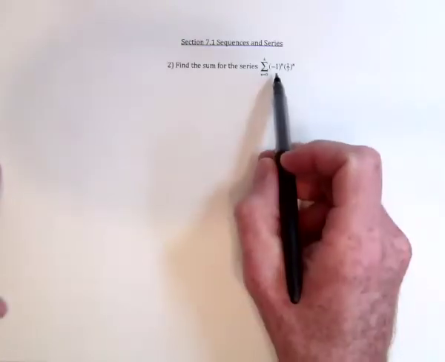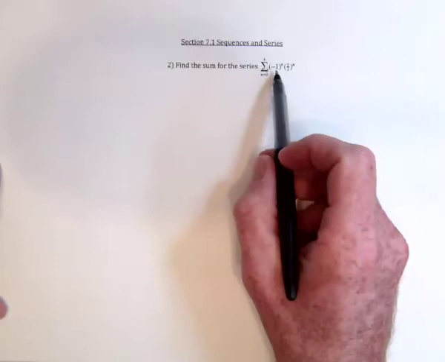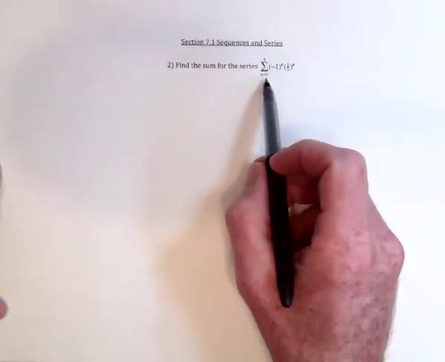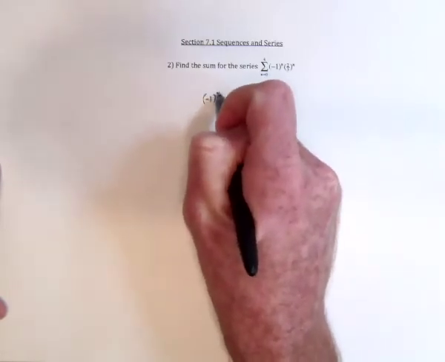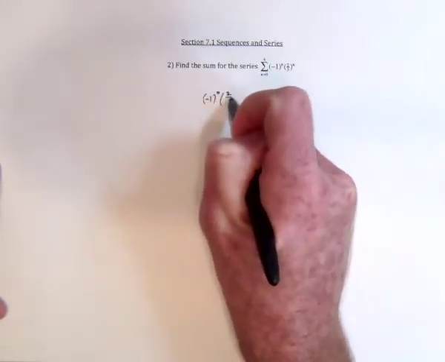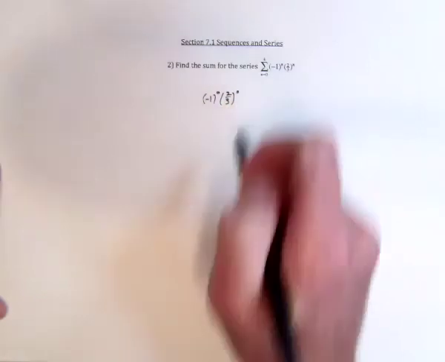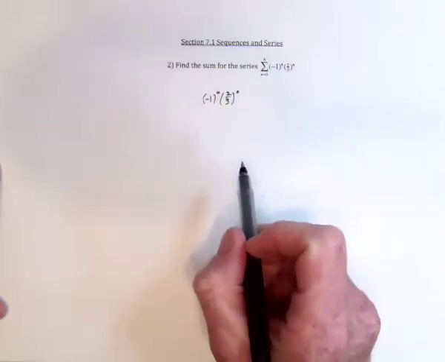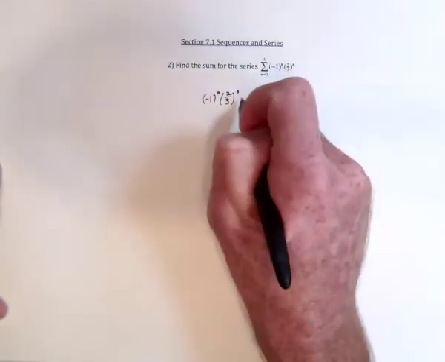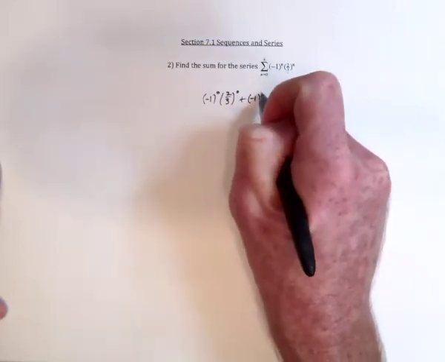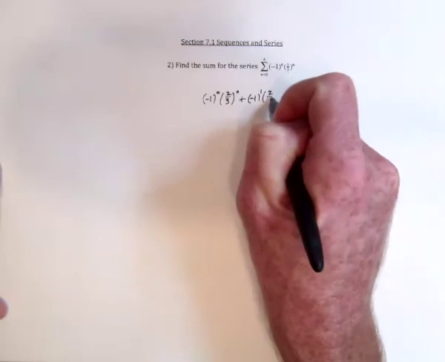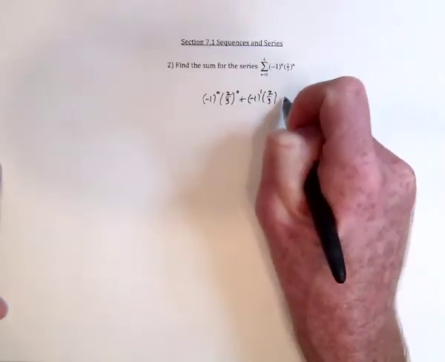Now we find the sum for this alternating series. Alternating means that it alternates between positive and negative due to this negative 1 raised to the n. So we've got n starting at 0, so negative 1 to the 0 and 2/3 to the 0, and then continue to use exponents 1, 2, 3, and 4. So the next one is going to be plus a negative 1 to the 1 and 2/3 to the 1.